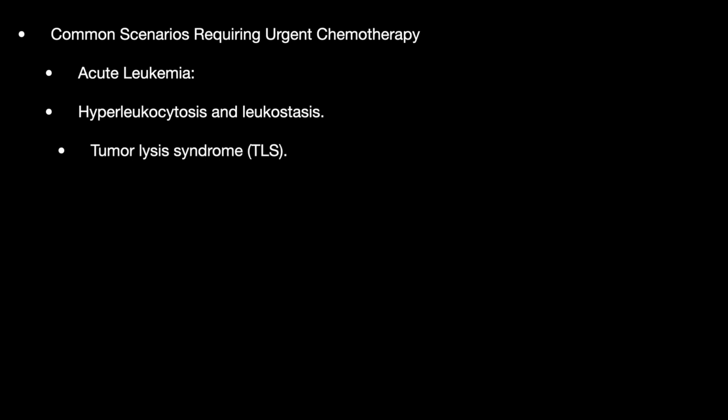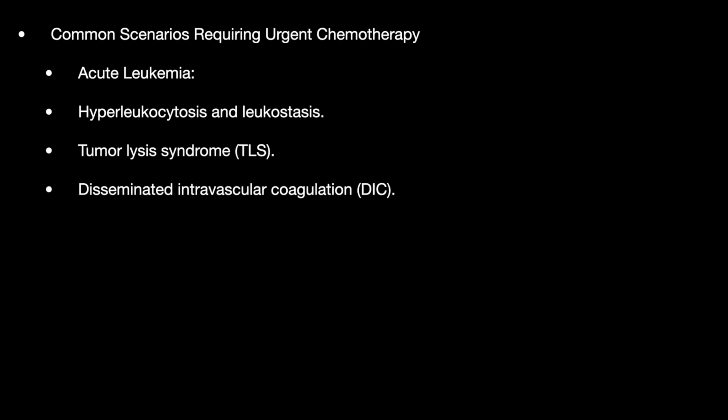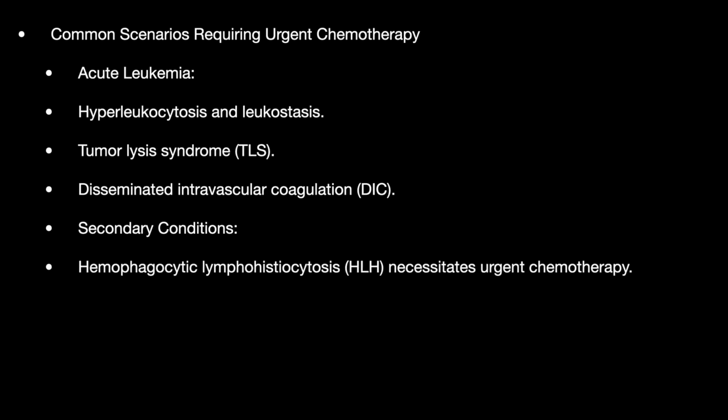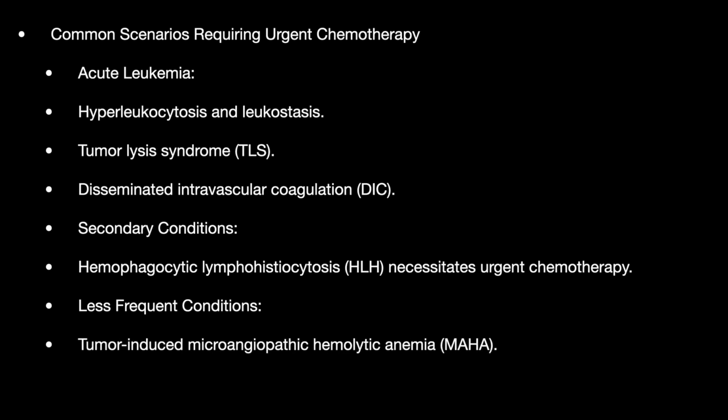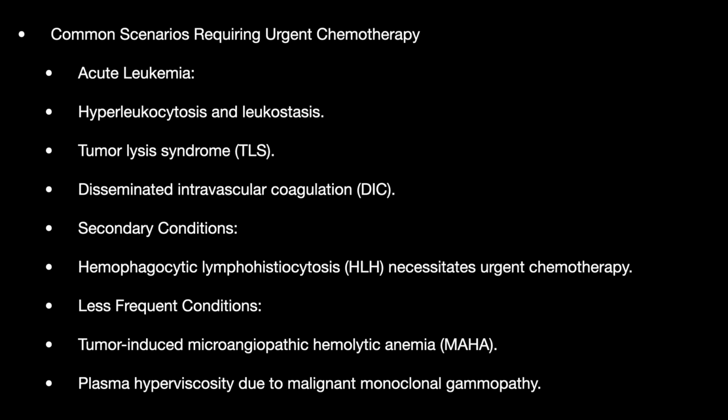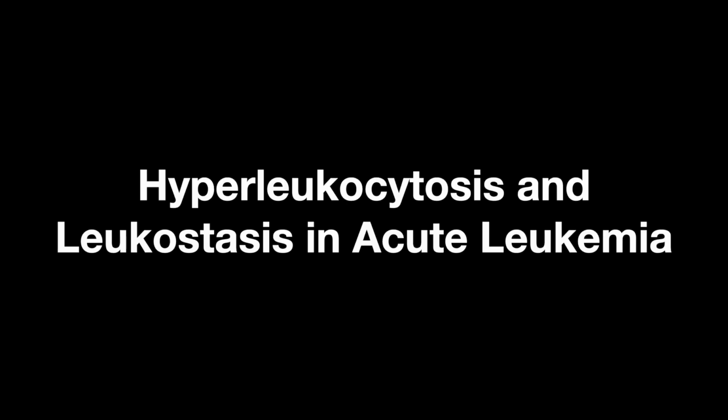So the common scenarios which require such urgent chemotherapy are acute leukemia, hyperleukocytosis, leukostasis, tumor lysis syndrome, DIC. There are some secondary conditions like HLH and less frequent ones like tumor induced microangiopathy and plasma hyperviscosity. So going one by one, the first and the most common one is hyperleukocytosis and leukostasis in acute leukemia.